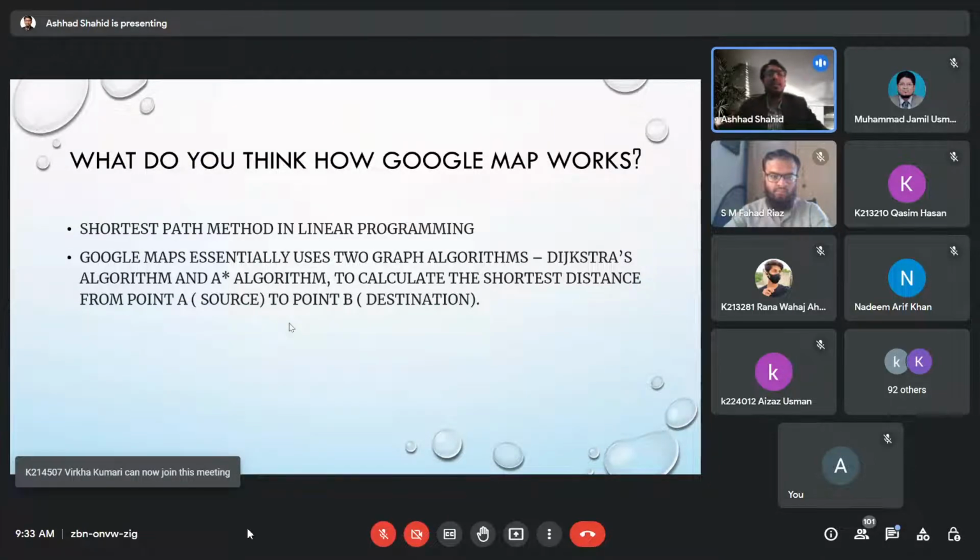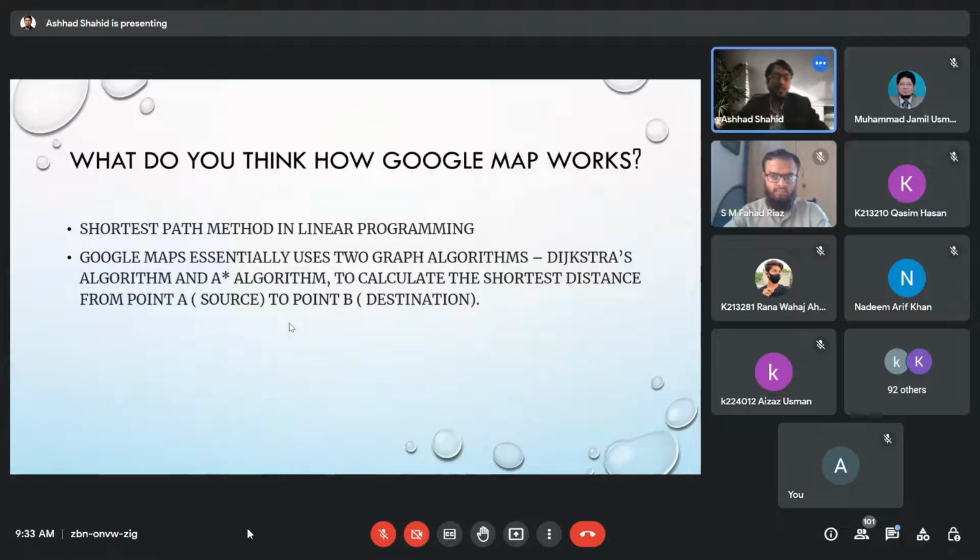The Dijkstra algorithm is currently used by Google Maps when you have to go from one point to another point. You start from one point and you have to reach the end point, the final destination. So this is basically how the Dijkstra algorithm works.